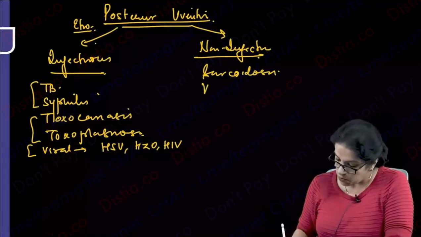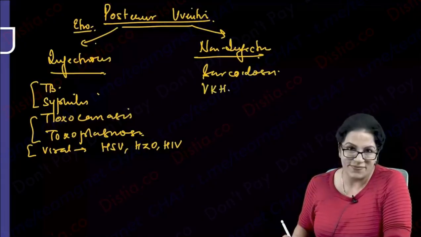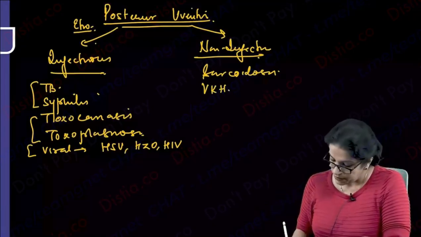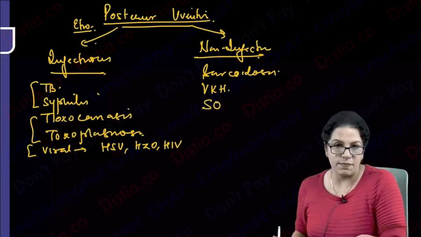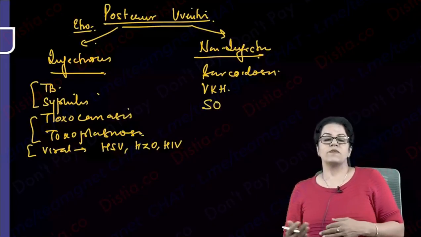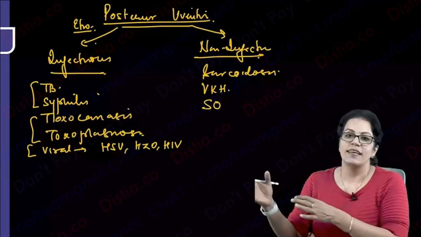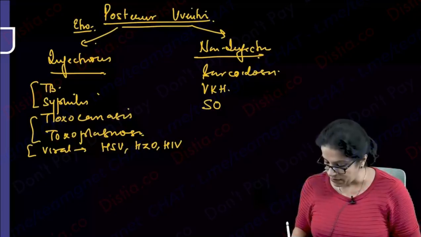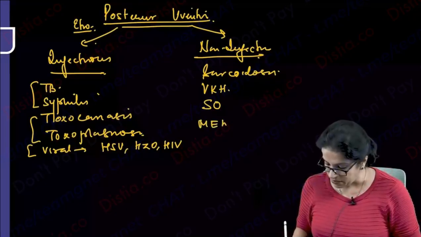Where else you learn Vogt-Koyanagi-Harada syndrome, again a panuveitis. We are going to learn more in detail here. Then in sympathetic ophthalmitis, the panuveitis will also include the posterior uveitis. So it is including all three parts. And then of course, this is not needed at your level, but multiple evanescent white dot syndrome.